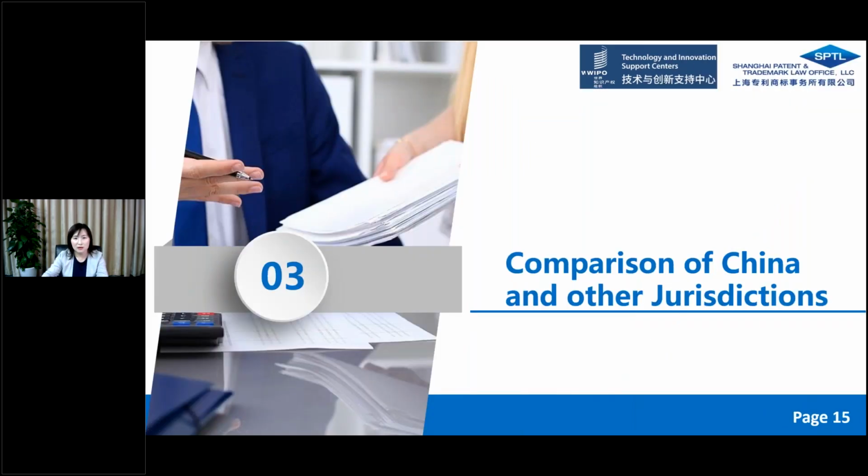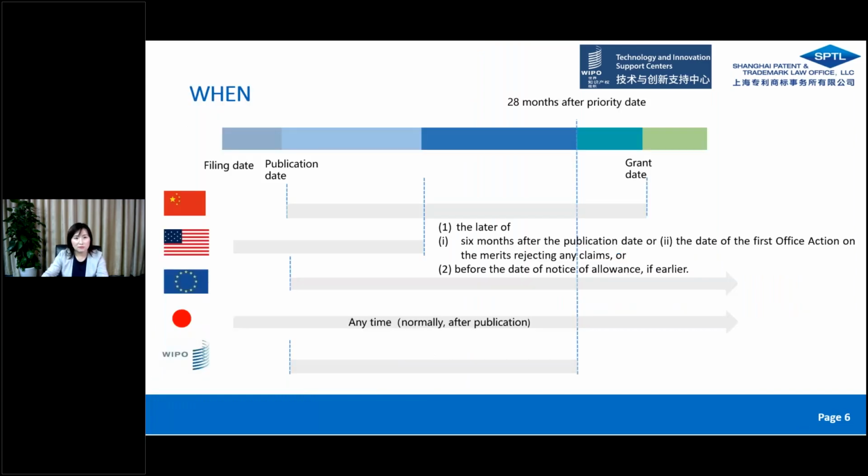Next, let's compare the observation rules in China, United States, European Patent Office, Japan Patent Office, and the PCT international phase. From this slide, you can see the timetable on which the observation can be filed to the different offices. In Japan, a third-party observation can be submitted at any time after a patent application or application for utility model registration is filed, even after a decision is made to grant a patent or utility model registration.